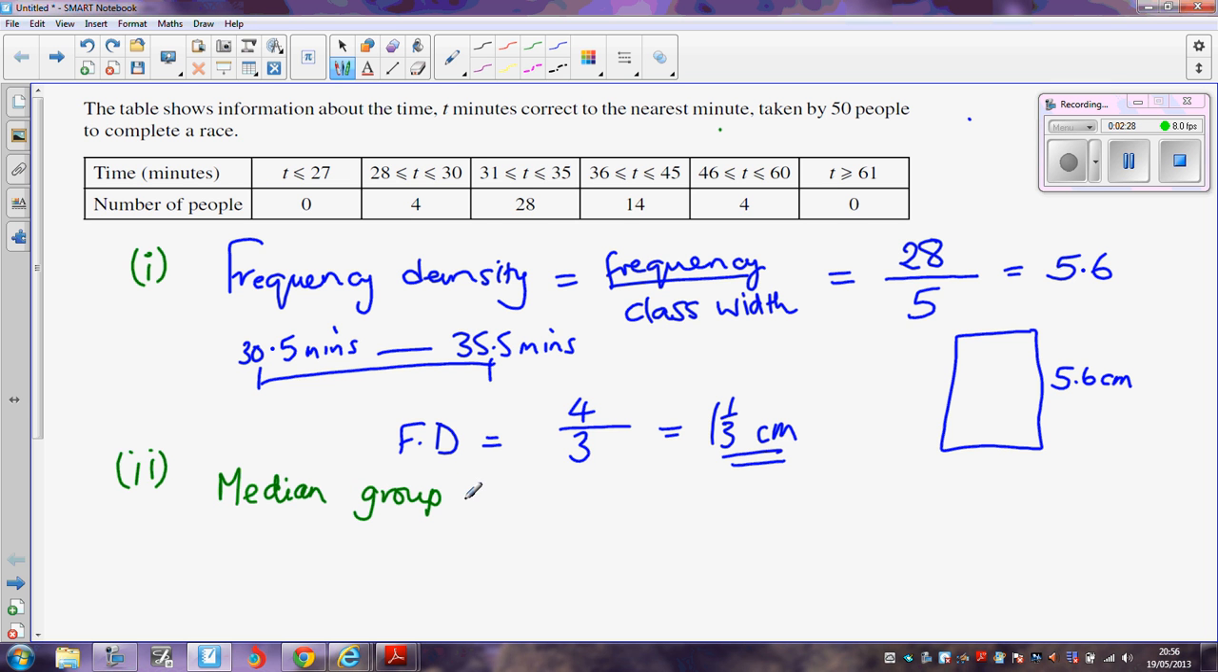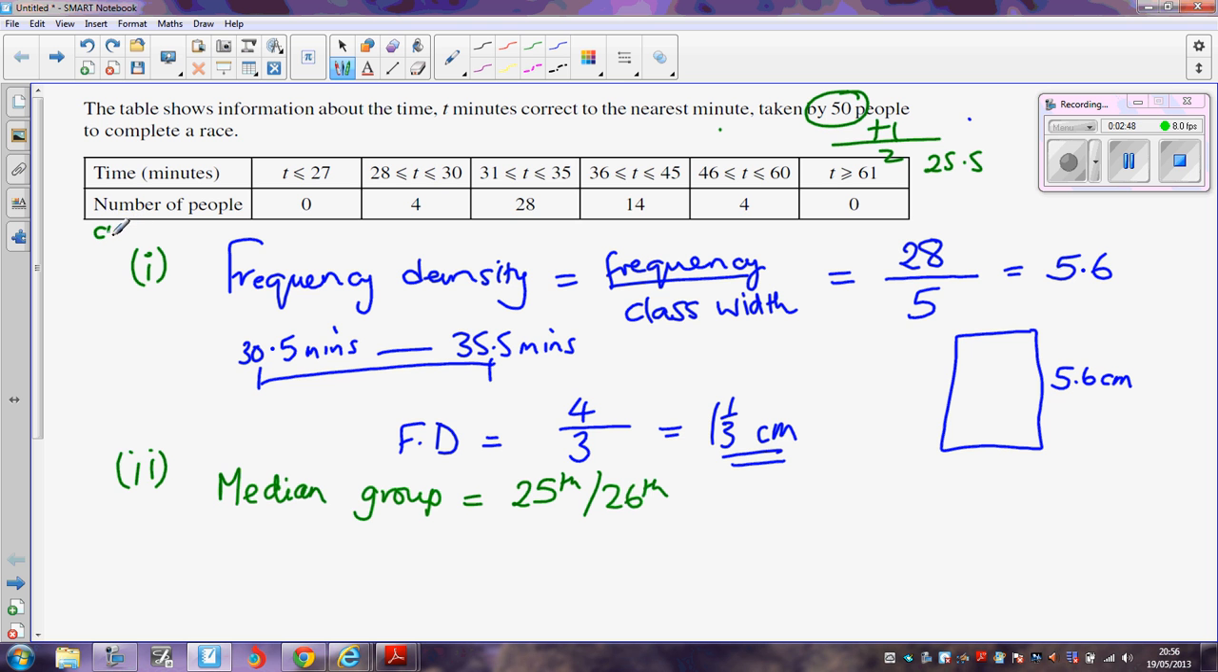Now, for the median group, because we have 50 people, the median is going to be between the 25th and the 26th person. To work that out, we do 50 plus 1, divide the answer by 2, and 51 divided by 2 is 25.5. So the median is between the 25th and the 26th.